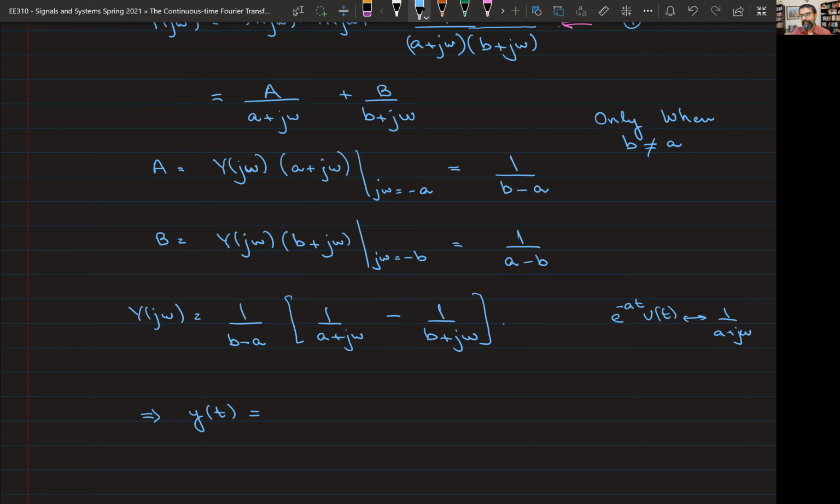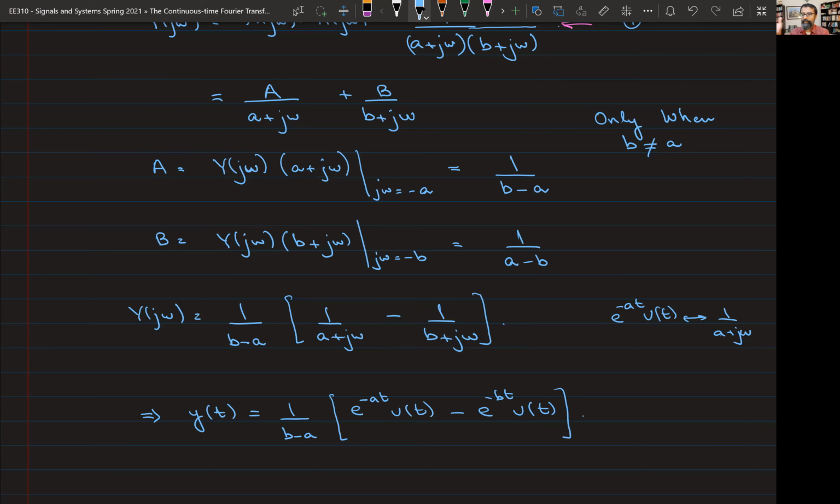Right, so Hassan, this is not a complex exponential. There's a u of t there as well. Otherwise the Fourier transform of a complex exponential is a delta, right? It's not absolutely integrable. So this is 1 upon b minus a, and as Omar rightly pointed out, this is e raised to the minus a t u of t minus e raised to the minus b t u of t, right?